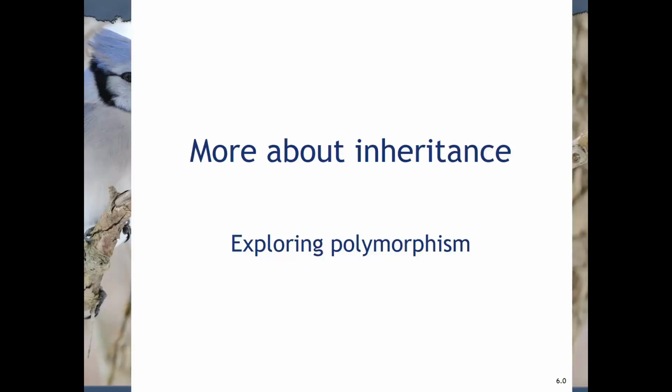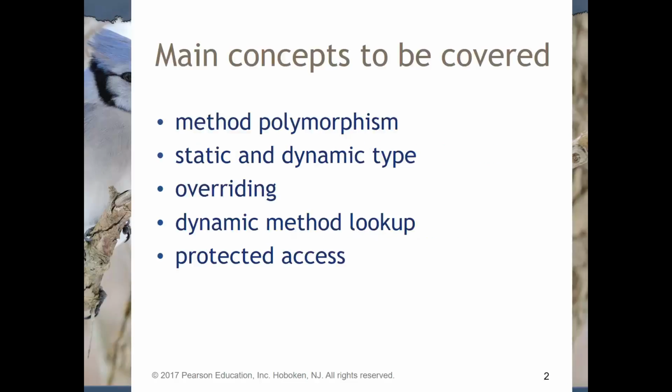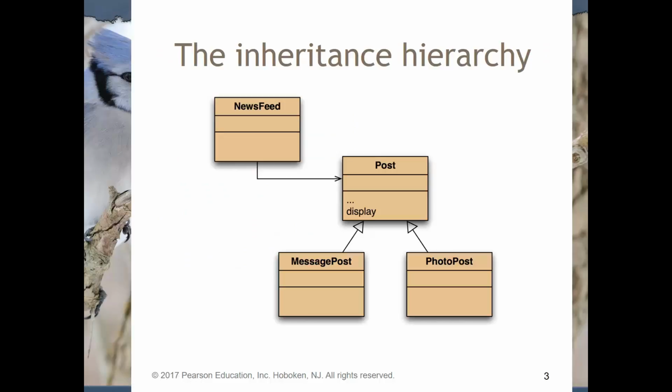Here is the lecture for Chapter 11. We will be split into two parts. As usual, it's to try and make it more digestible and easier for you to go through. The main concepts to be covered in this lecture will be method polymorphism, static and dynamic type, overriding, dynamic method lookup, and protected classes. I've been hinting about protected now for a few lectures. Here's where we get to go through it.